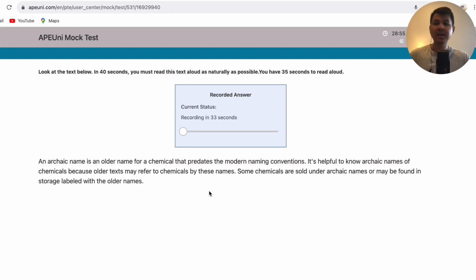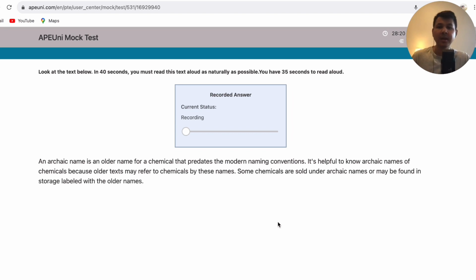An archaic name is an older name for a chemical that predates the modern naming conventions. It's helpful to know archaic names of chemicals because older texts may refer to chemicals by these names. Some chemicals are sold under archaic names or may be found in storage labeled with the older names.